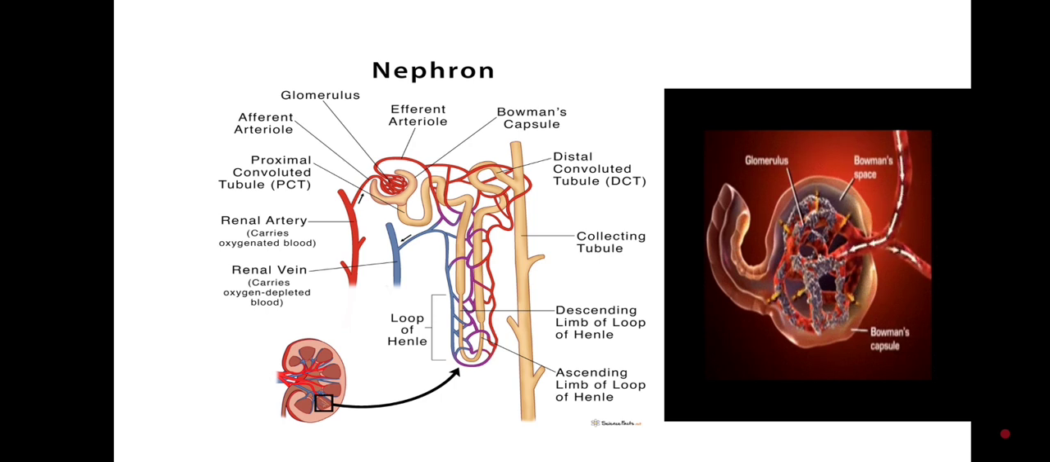The third stage is the tubular secretion. Here, the additional waste substances like hydrogen ions, toxins and drugs are secreted into the nephron for excretion. Mainly the tubular secretion occurs in the distal convoluted tubule and in the collecting duct.